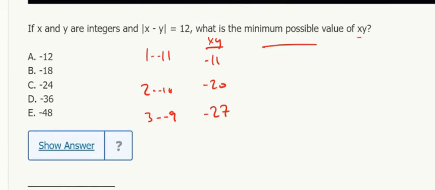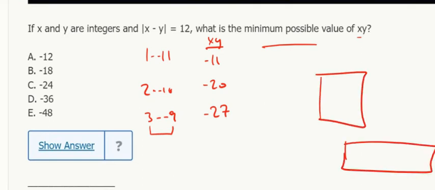What's the trend? Well, as I make x and y more similar, the magnitude of xy gets greater, and because one of them is negative, it makes the value less. This is related to that concept in geometry where if you make it more square, make the sides more equal to each other, it maximizes the product, maximizes the area. In this case, one of them is negative, so it minimizes it.